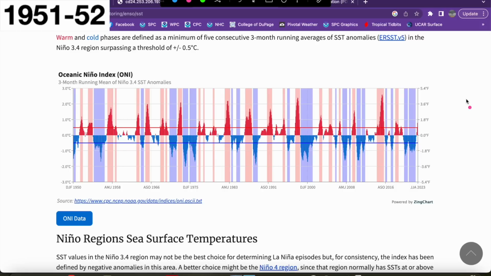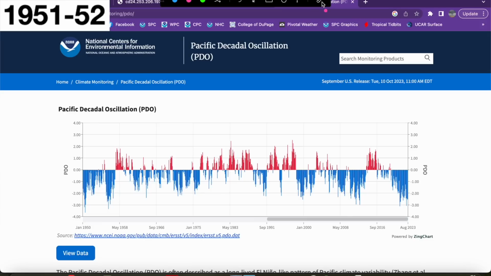And finally, 1951-52 did not have quite as strong of an El Niño as our first 2 analogs did, but it did have a strongly negative Pacific Decadal Oscillation, fairly comparable to what we're seeing now.